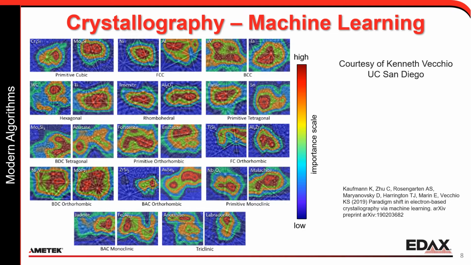In this case, they're separating different Bravais lattices. This is a group at UC San Diego. They've also applied this to differentiating different point groups and working as well on extending it to space groups. And so far, the results look quite promising.